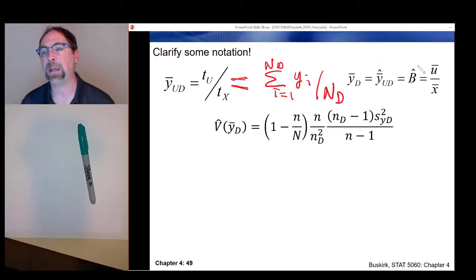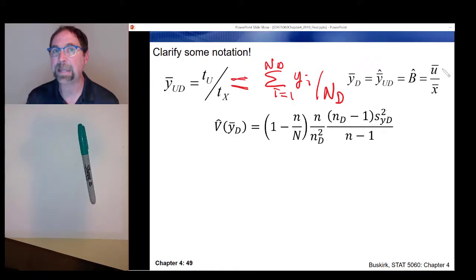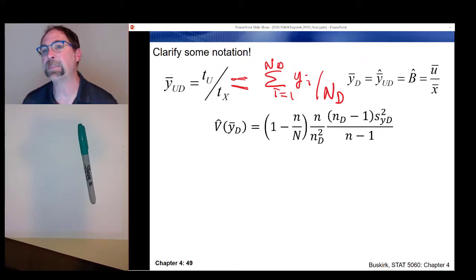You estimate this b hat by u bar, which is the sample average of the u variables in your sample. Remember, the u variables are the yi's times the indicator of whether or not a sampling unit is included in the domain. And then x bar is just basically the average number of, or the proportion of units in the domain that are actually in your sample.